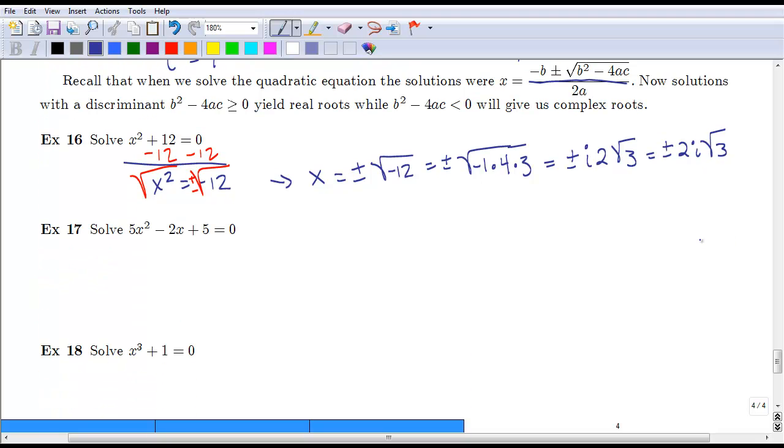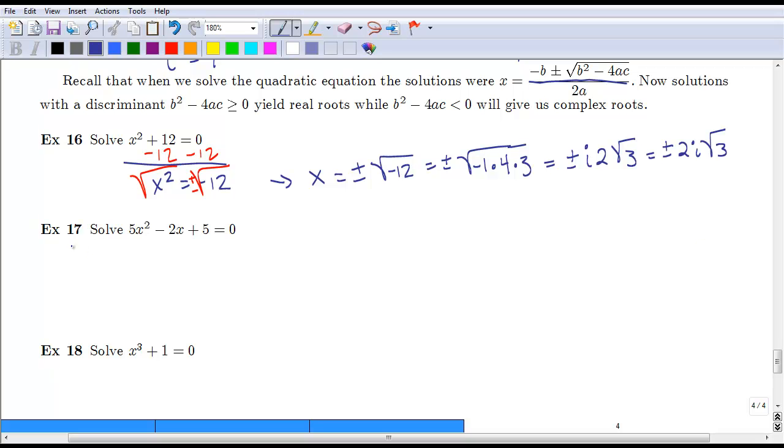A few more examples here. In this next one, we do need to use the quadratic formula. It's not going to factor. We can't just move the 5 to the other side. The only reason we could do that in the previous problem was because we had a squared and a constant. We didn't have that middle x term. Anytime we have the middle x term, we need to go to the quadratic formula if it does not factor.